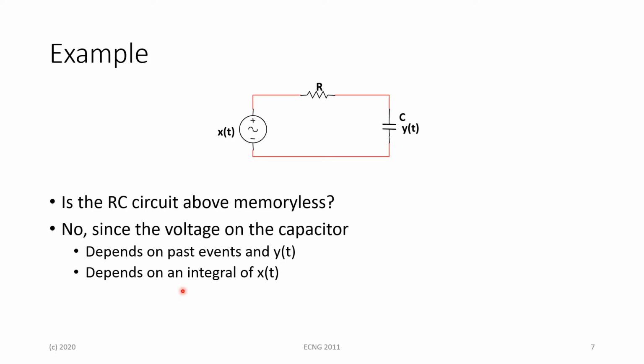A typical example is our resistor-capacitor circuit. We know that a capacitor stores charge, so this capacitor acts as memory. That's because the output y of t depends on past events, being the past inputs x of t. And we know from our integral equation for this that once we have that integration sign in there, there's memory involved.